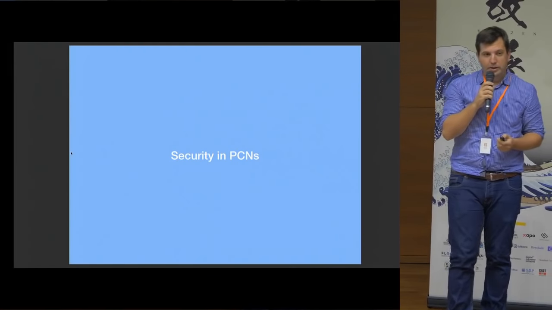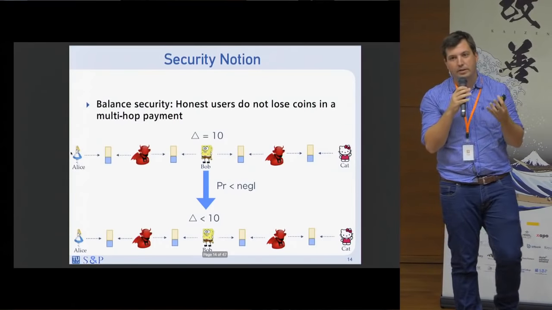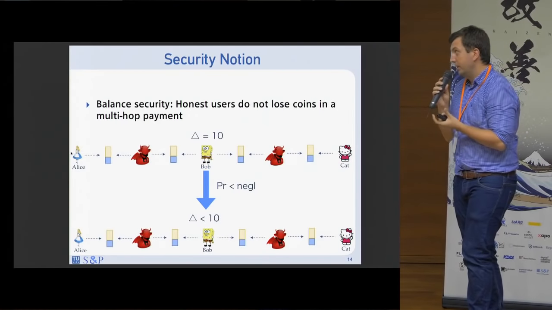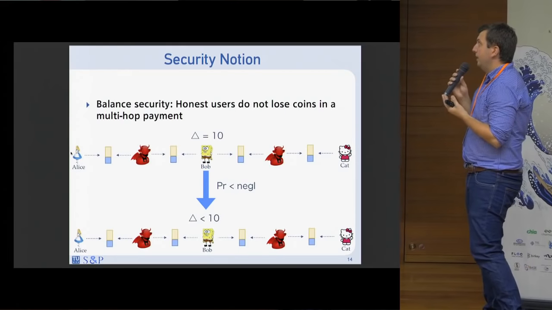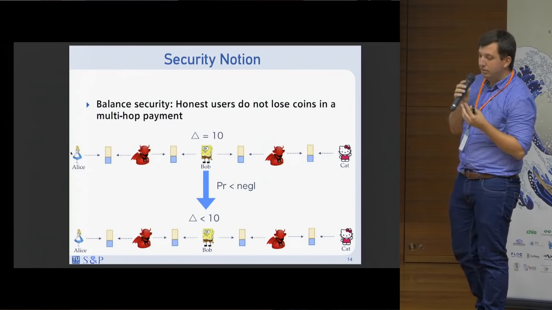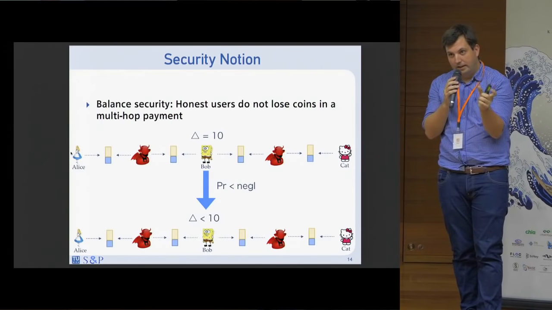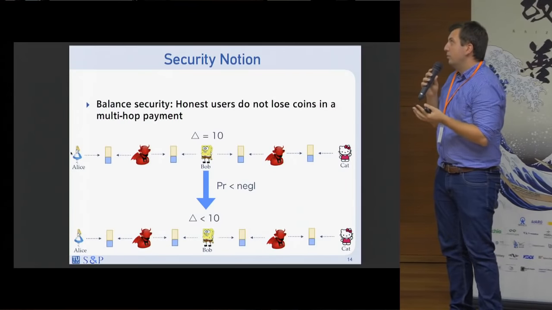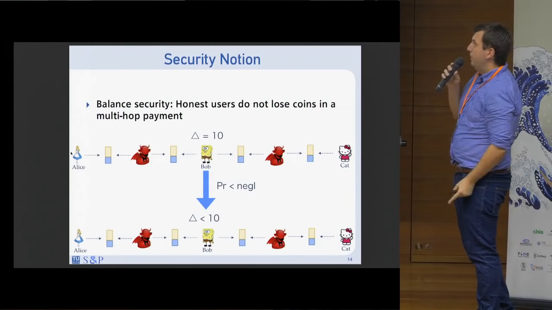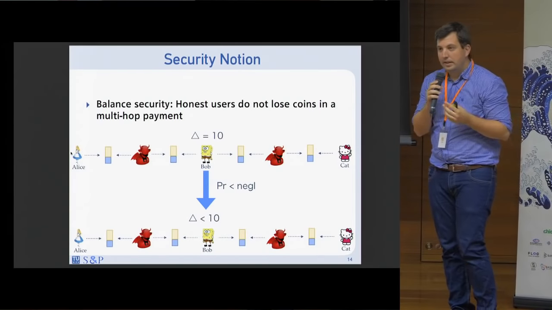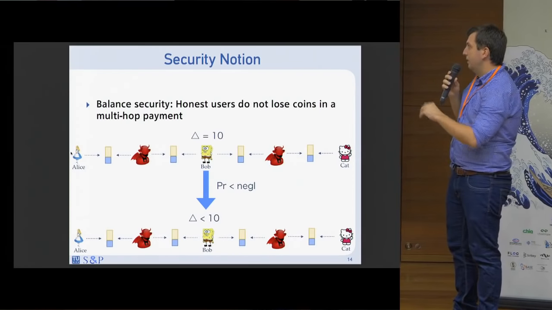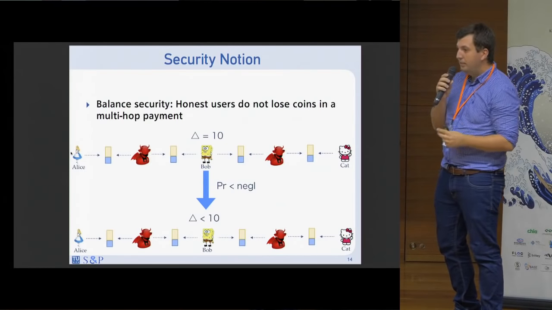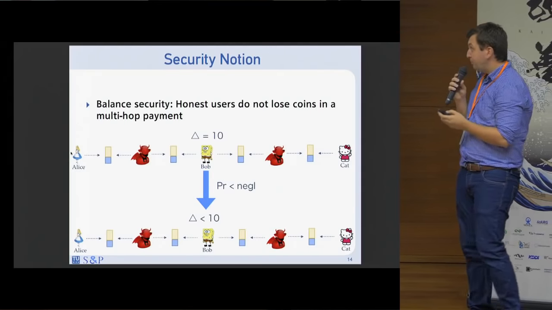So let's start with security. Security is a broad term, so I think the first thing that we should do is agree on what we mean by security. What's the notion of security? In our work, we define security as balance security, and intuitively it means that the honest users that are used as intermediaries in a path should not lose coins in the process. A bit more formally, if Bob is part of a payment and he has a balance of 10 coins, it should not be the case that after the payment, Bob has fewer coins than before. Or more formally, the probability that this happens should be negligible, really unlikely.